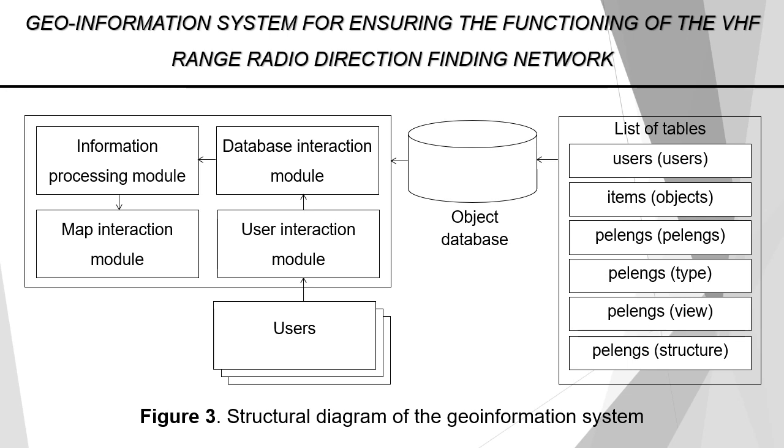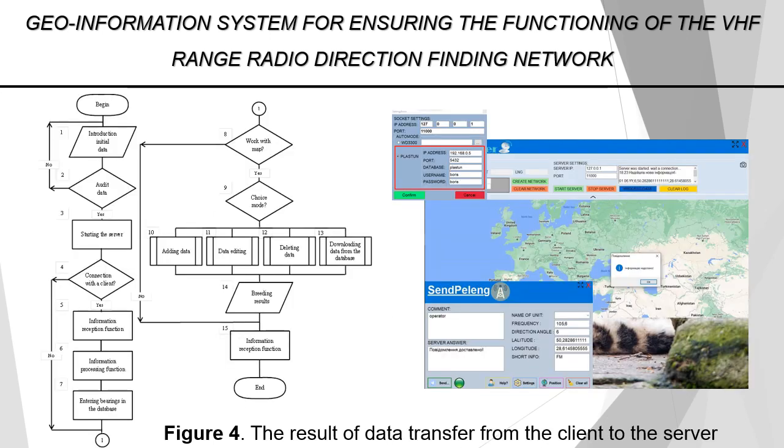The information processing module analyzes the information received from the client and performs certain calculations. The map interaction module allows users to graphically display the contents of the database, namely the bearing results. In addition, it allows you to plot bearings and determine the location, take measurements on the map. At the second stage, the work algorithm and software of the geo-information system were developed.